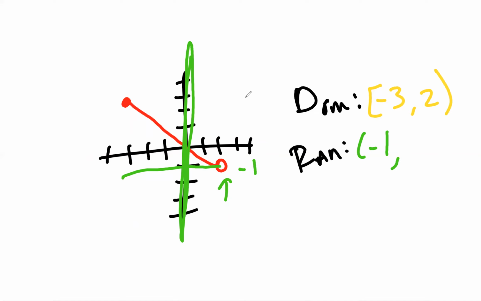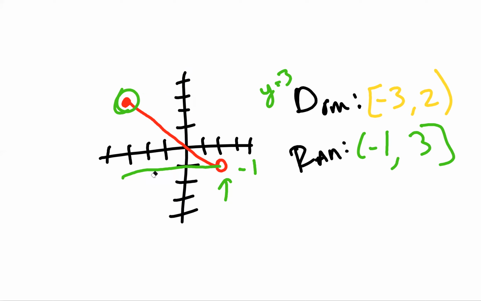And I'm going to say, okay, how high does this thing go? This point is supposed to touch that line. This happens to be y is a +3. And since this is a closed dot, it's going to be a 3 with a bracket. And there's my domain and there's my range. Okay. Better? Yes. Okay. All right, who's next?